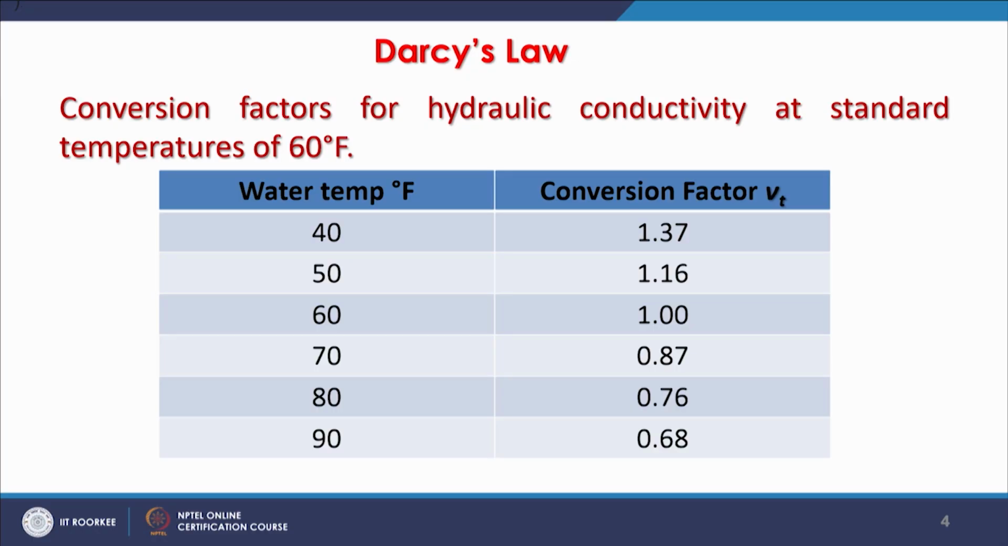There are certain standard tables for temperature. A conversion factor at 60 degree Fahrenheit for hydraulic conductivity at different temperatures is shown in this table. If I consider that the temperature is 70 degree Fahrenheit, which can also be converted into centigrade, the conversion factor nuT would be 0.87. Here you can also see that when the temperature is less, in terms of degree Fahrenheit in this example, nuT is going to be more, and when the temperature is more, nuT is going to be less.